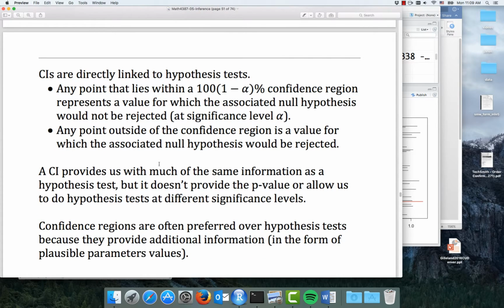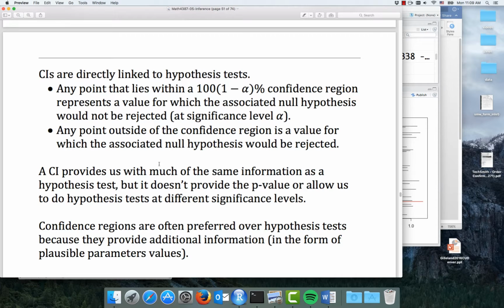And there's actually a direct link between confidence intervals and hypothesis tests. So if I give you a confidence interval at a 95% confidence level, then that's going to be matched up with a certain hypothesis test having a significance level of alpha. And the idea is that any value that would cause you to reject your hypothesis test would not be contained in your confidence interval. Any value that you fail to reject the null hypothesis for would be in your confidence interval.